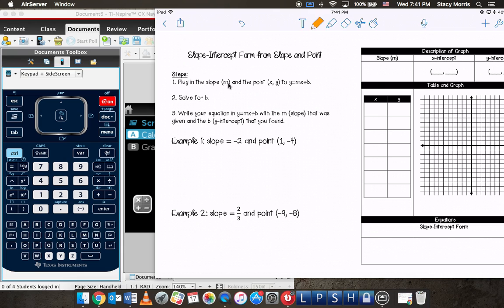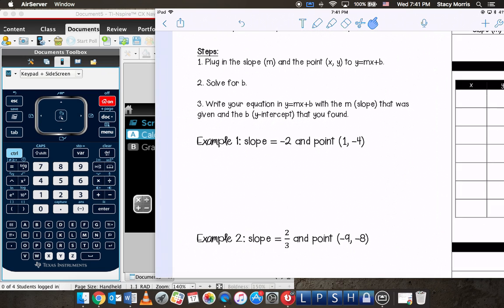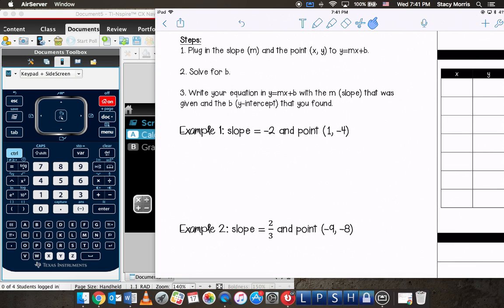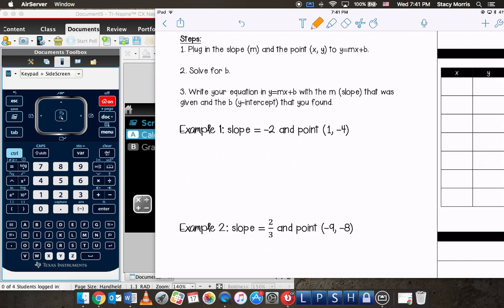The first thing we need to know is that we're writing this in y equals mx plus b. So I need m and I need b. I'm going to write out here m with a space and b with a space. What I know right now is that my m, or my slope, is -2. So I already know that m is -2. What I don't know is b.